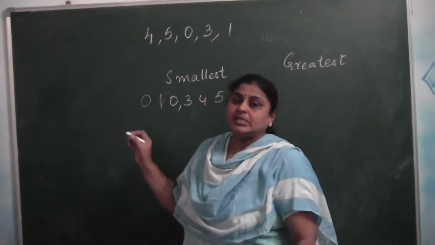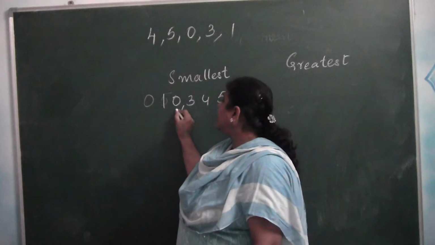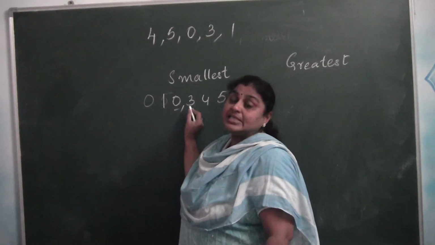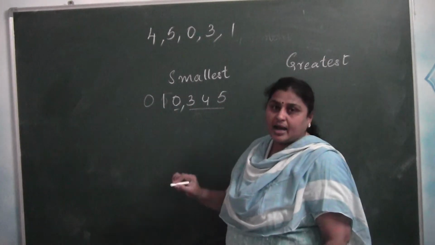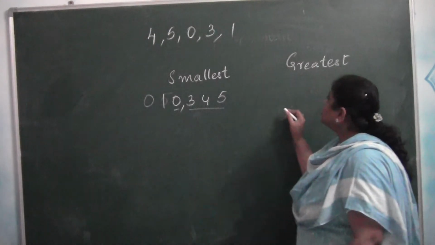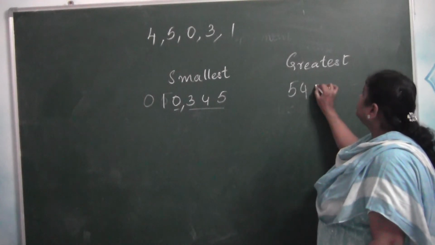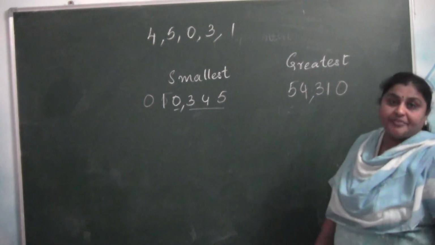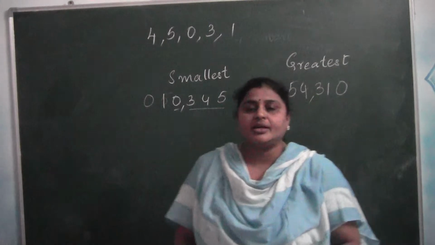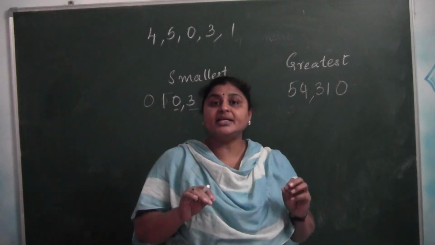So instead, since we cannot start the number with 0, what we are doing? We are writing the 0 in the second place, and then the leftover digits are being arranged. Got it children? Now what is my greatest number here? 5, 4, 3, 1, 0. 54,310. That's it. Simple.